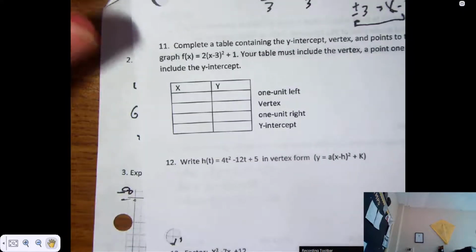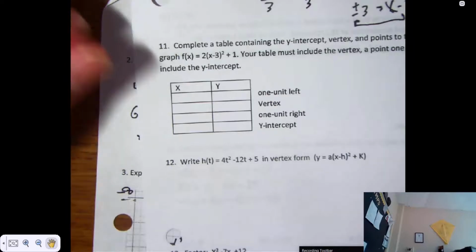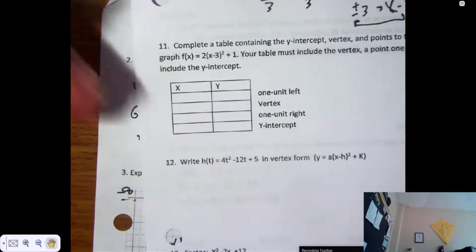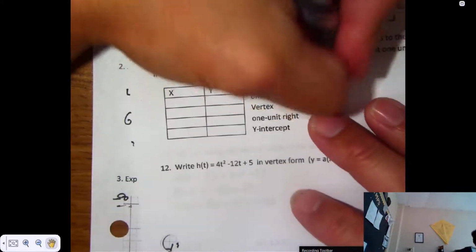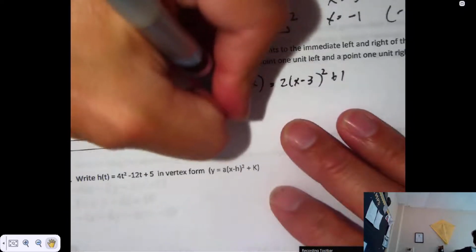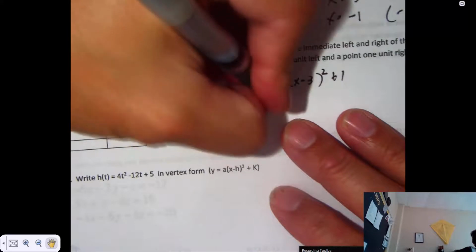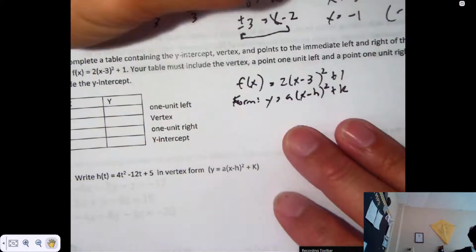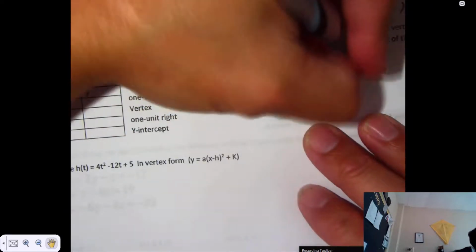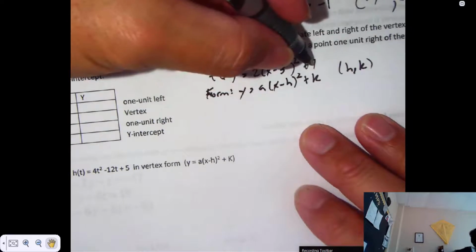Number 11. Again, if I'm going too fast, hit the pause button. Complete a table that contains the y-intercept, the vertex, and points to the immediate left and right of the vertex that you would use to graph this. So here's your function, twice an x minus 3 squared plus 1. It is in the form y equals a times x minus h squared plus k. So you already have h and k. It's 3 and 1.